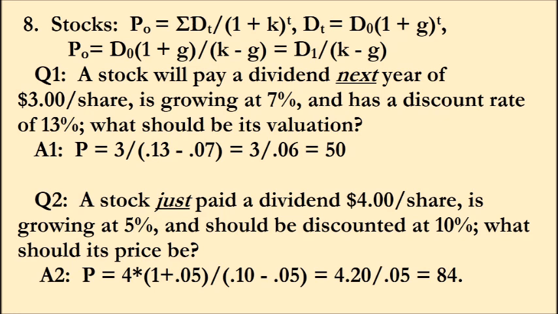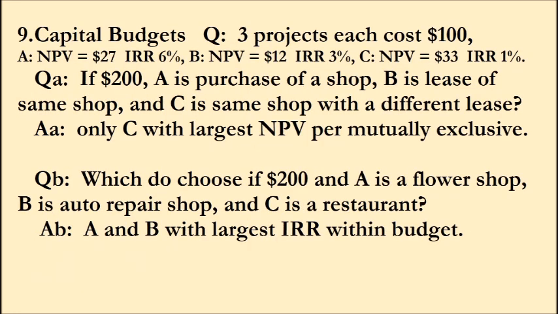But now, what if we had a stock that just paid a dividend of $4 a share? Then we'd have to adjust it for one more period of growth at 5%. That makes it $4.20, and we're going to discount it at 10%. Well, the difference between the 5 and 10% growth rates is 5%. Into the $4.20 gives us $84.